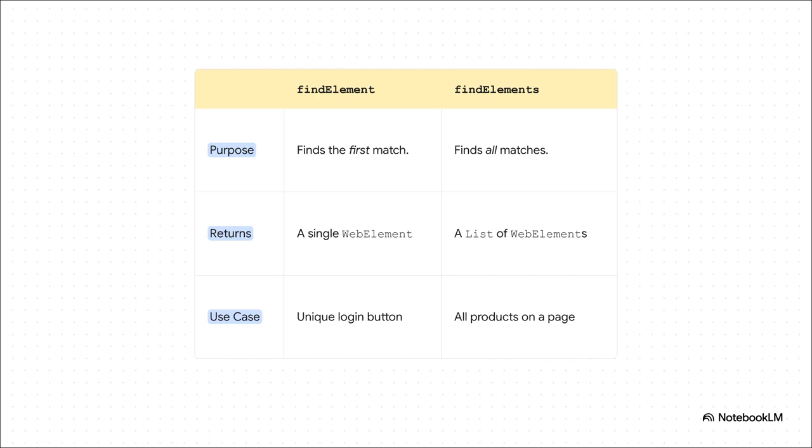Think of find element as your surgical scalpel. It's precise. It goes in, finds the very first element that matches what you're looking for, and returns that single item. Perfect for something unique, like a login button. On the other hand, find elements. That's your fishing net. It finds all the elements that match your criteria and scoops them all up into a list. This is exactly what you want when you need to, say, count every single product on a page.